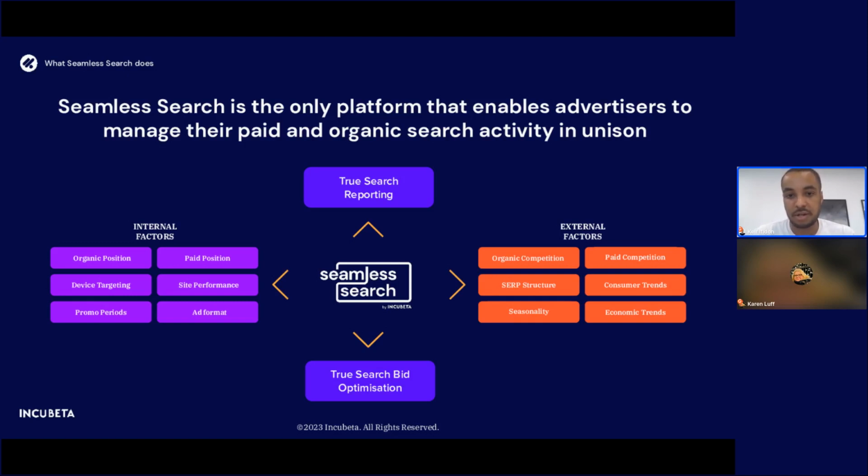the organic competition and the paid competition, how things change in terms of seasonality, economic trends. This is all being factored in. So we are making sure that we are the best place to be in terms of our true search bid optimization. And then when we are making the changes, that the bids are optimized as much as possible.